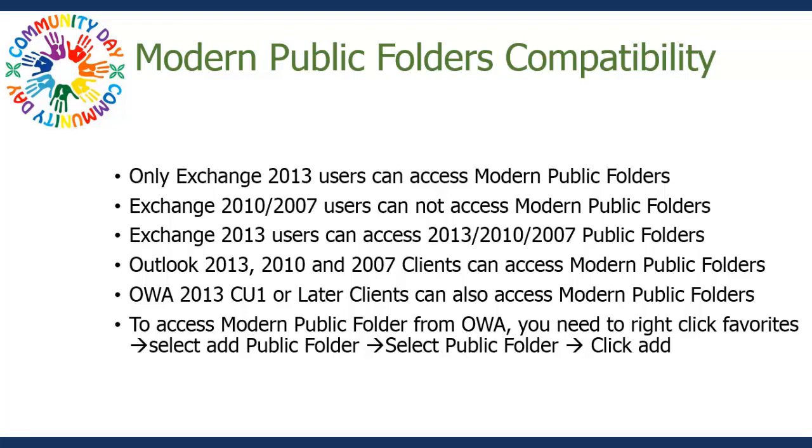To access a modern public folder from OWA, you need to open OWA, right click Favorites, then select Add public folder, then select the public folder from the list and click Add. This will start showing the public folder in the list of your folders in OWA. Make sense? It's so easy to connect and add. It's not loading all the public folders to OWA, which might take a long time, but is just pulling up the favorite public folder which you're going to use.